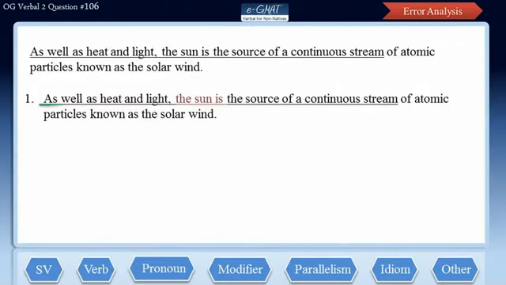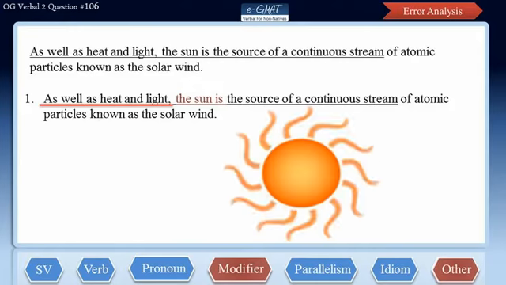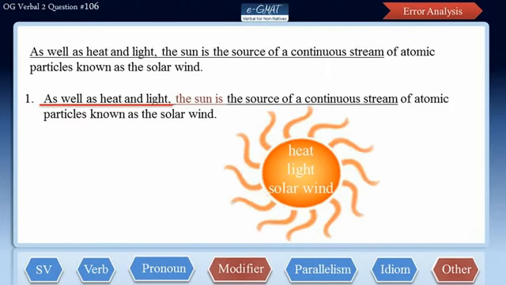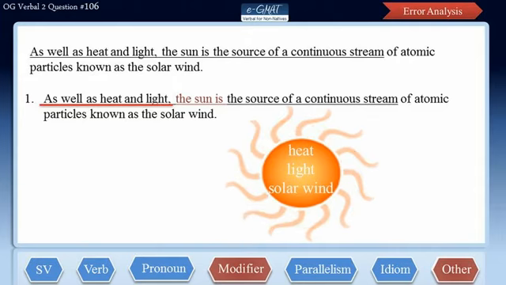Now the phrase "as well as heat and light" seems to suggest that along with heat and light, the sun is also the source of solar wind. Now this is absolutely illogical. This modifier error leads to a meaning error also in this sentence. The logical intended meaning of the sentence is that the sun is the source of three things: heat, light, and solar wind.